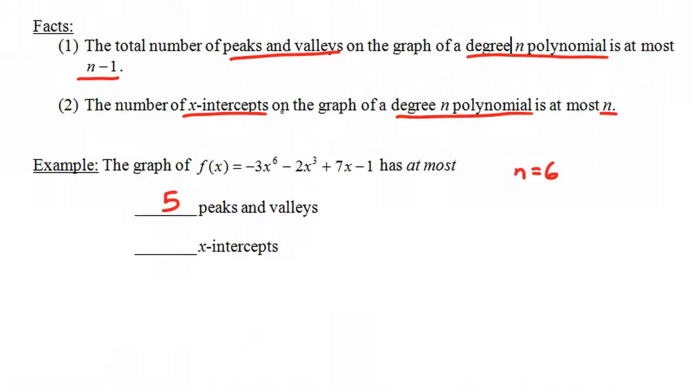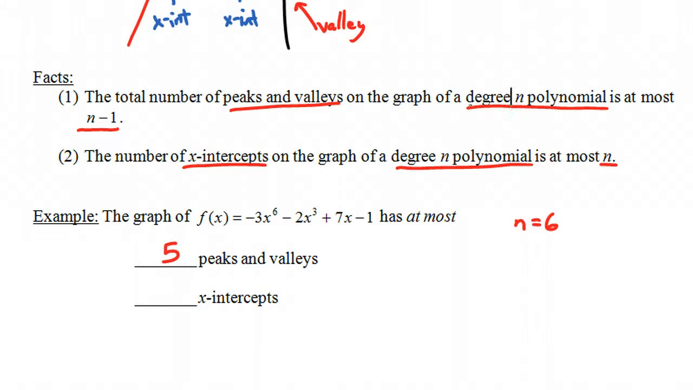So according to our previous theorem, a degree n polynomial has at most n minus 1 peaks and valleys. Okay, total number of peaks and valleys. Okay, and it has at most 6 x-intercepts. Okay, because it's a degree 6 polynomial, n is 6, so it has at most n x-intercepts.